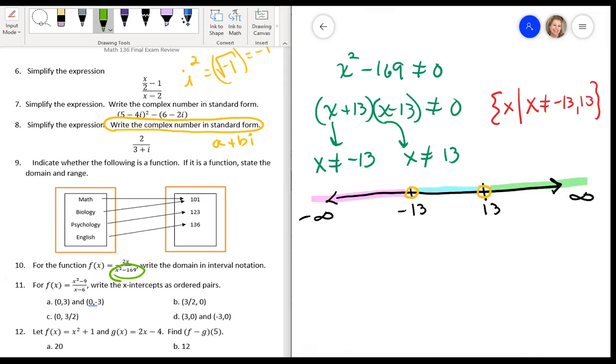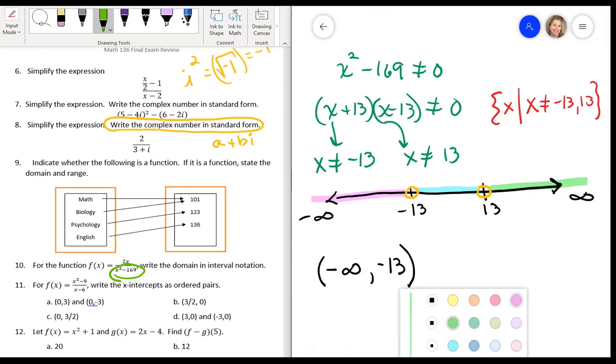So if I'm to write the domain in interval notation, the first one is going to be from negative infinity up to the negative 13. Use a parenthesis because you're not allowed to include it. That is what I highlighted on the number line in pink. Then you use one of these little symbols, the union symbol.